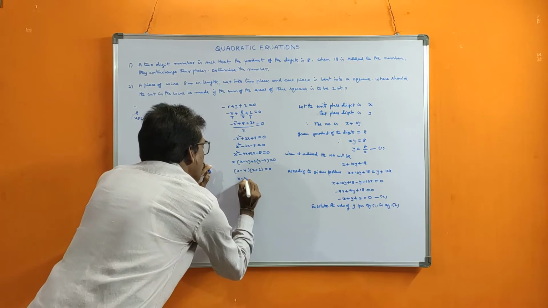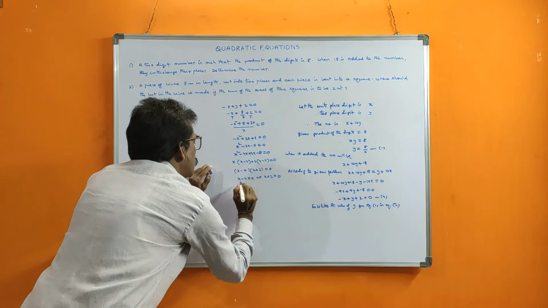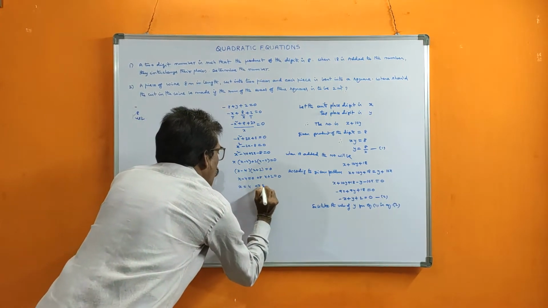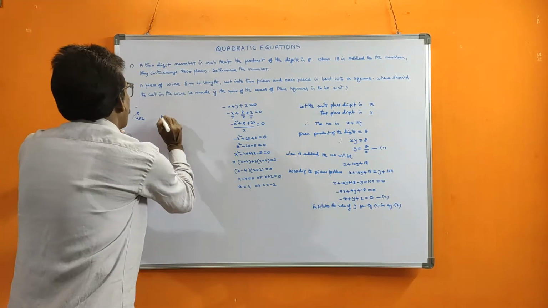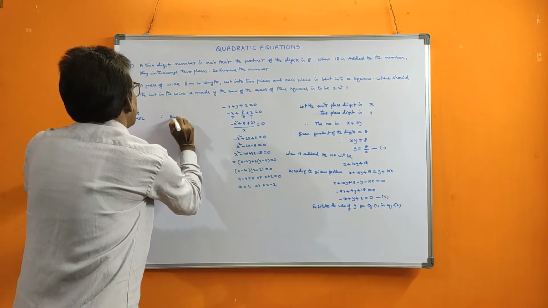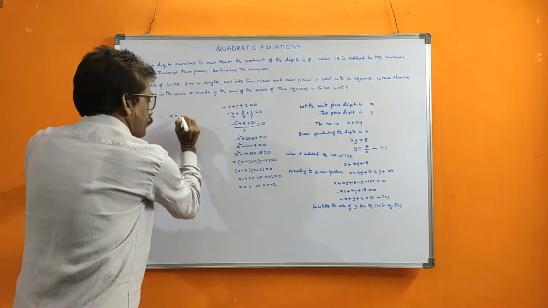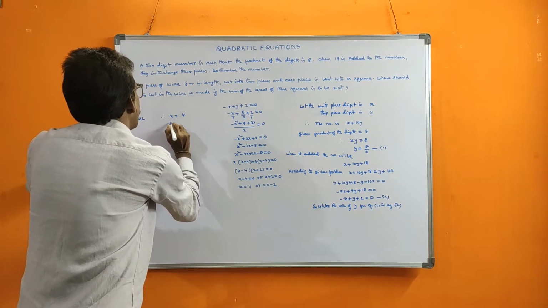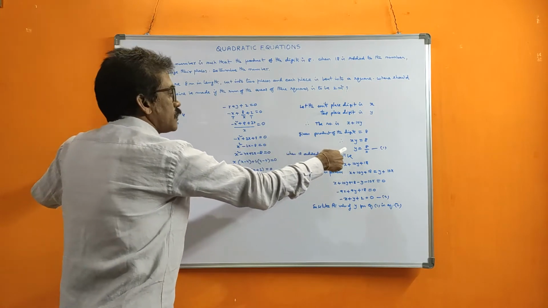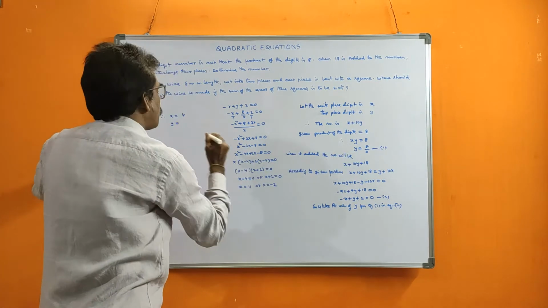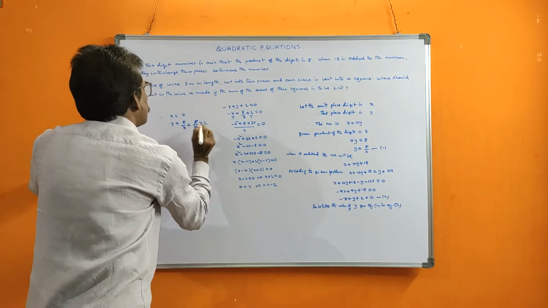Now x minus 4 is equal to 0 or x plus 2 is equal to 0. x is equal to 4 or x is equal to minus 2. Minus values we are neglecting. x is equal to 4. Therefore x is equal to 4. y is equal to, by this equation, 8 by x, that is 8 by 4, that is 2.